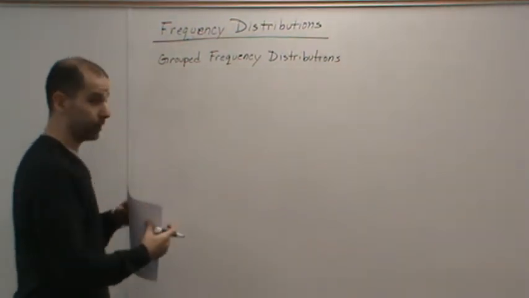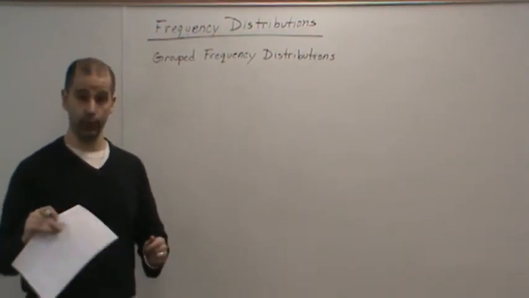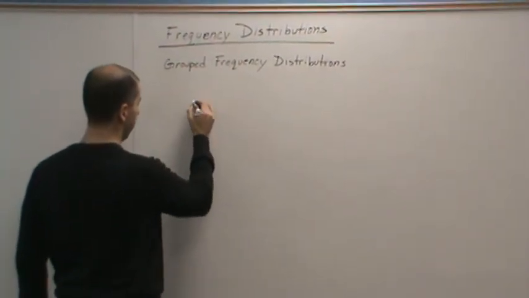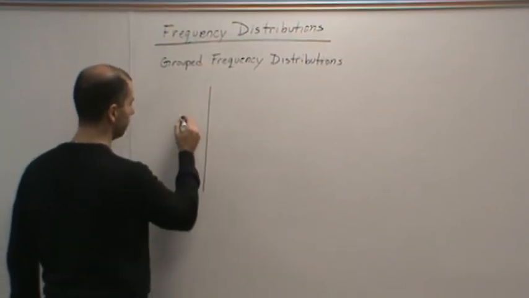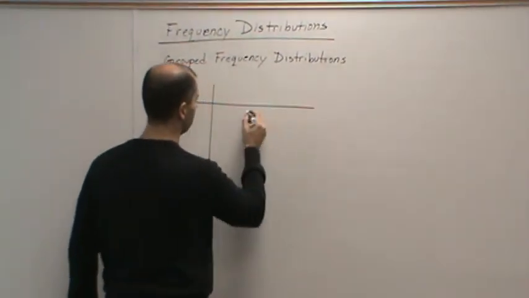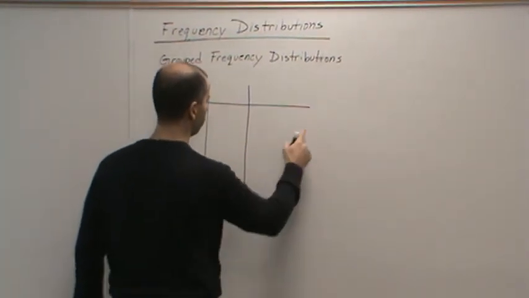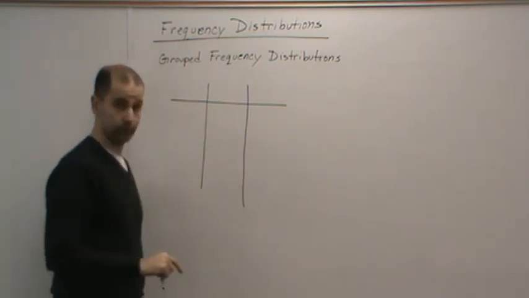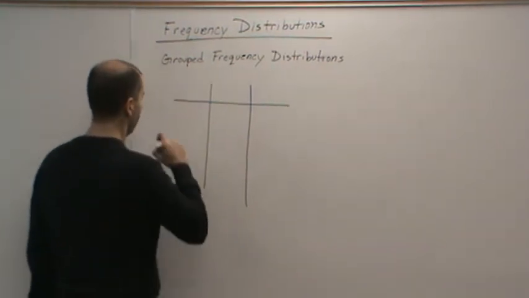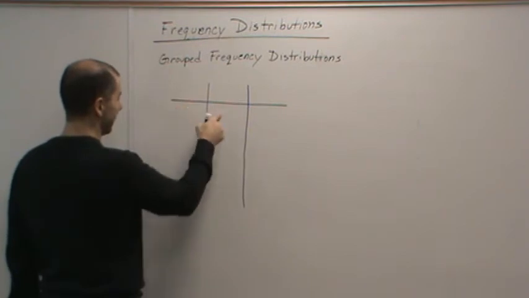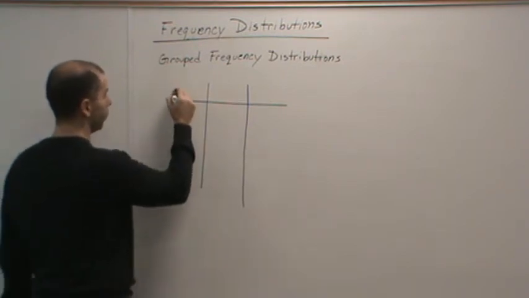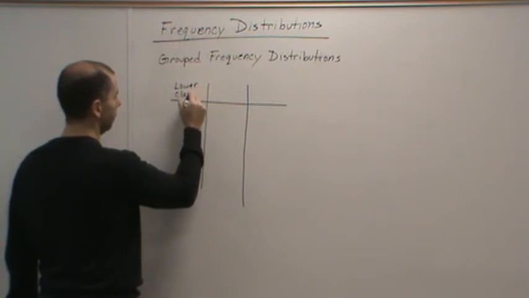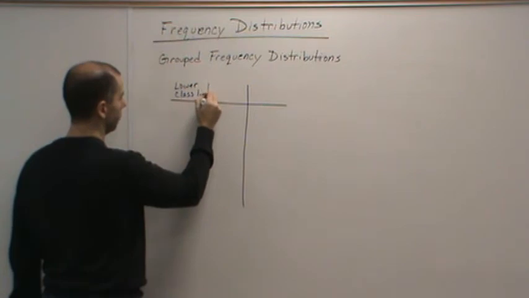So now I'm ready to construct my grouped frequency distribution. Here's the way the table is going to work. This is how you construct your table. You're going to have three columns. The first column is what we call your lower class limit.